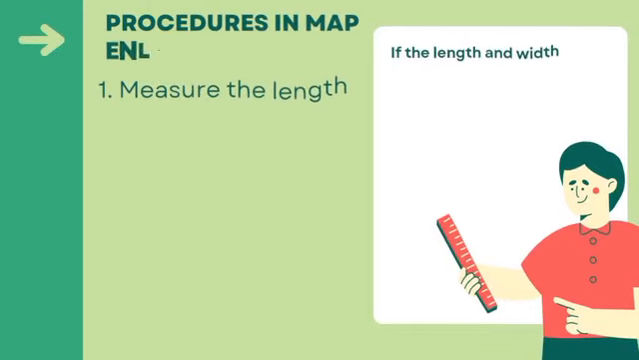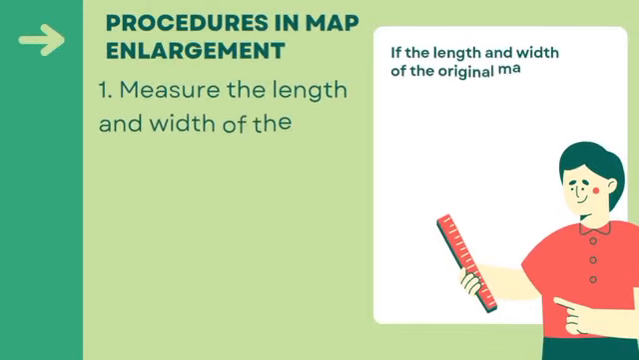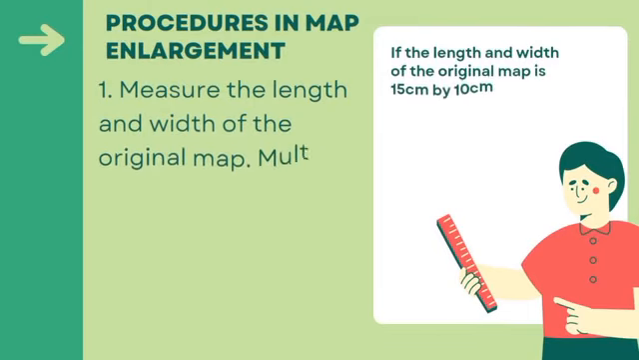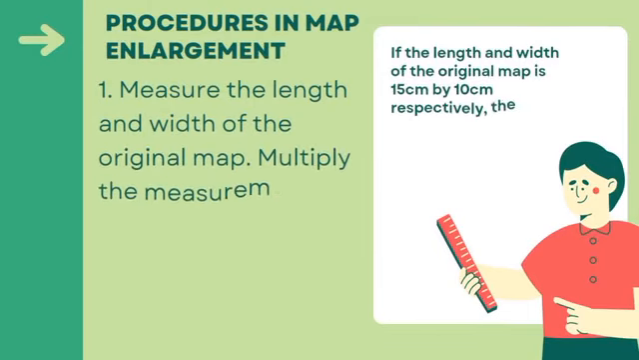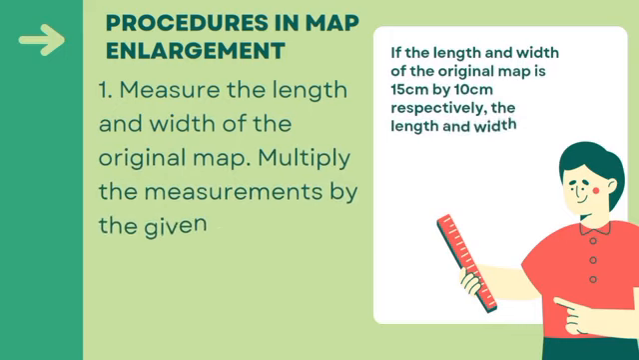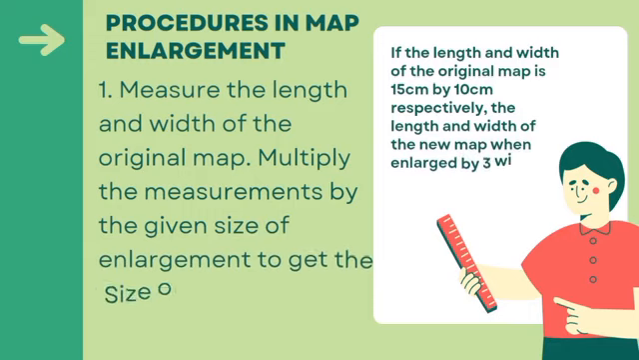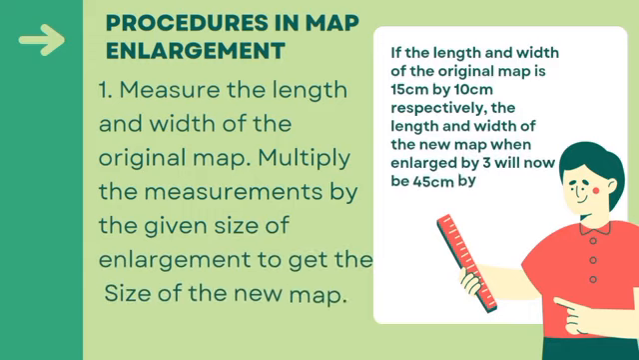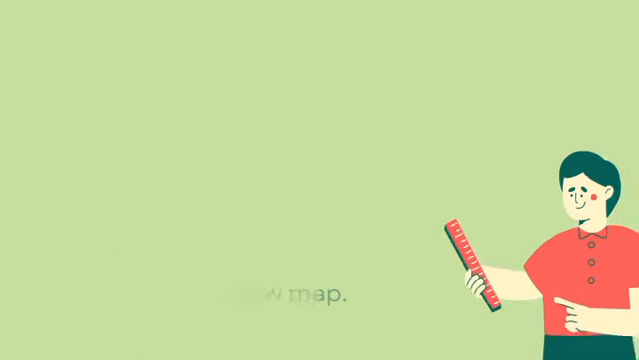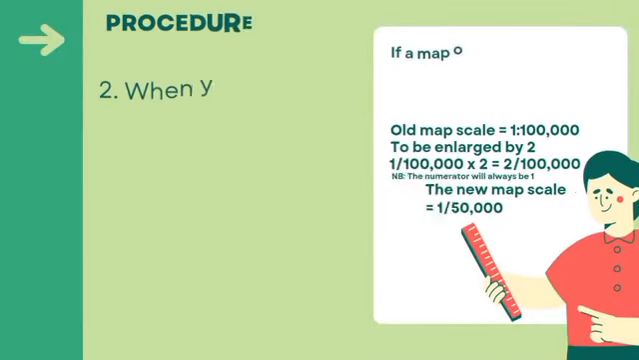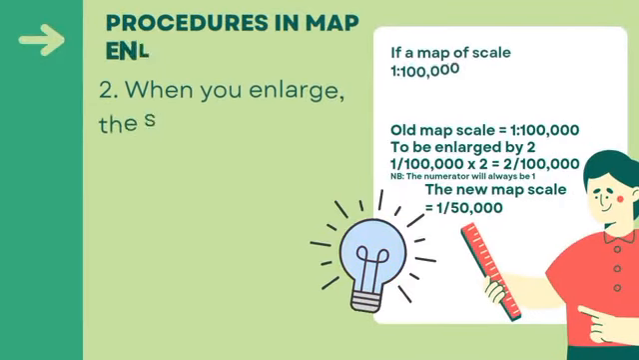Here is the procedure for map enlargement. As we know, we measure the length and the width of the original map given to us, and we multiply the length we've gotten from our measurement. This is to enable us to get the actual size for the new map that is to be enlarged. If the length were 15 centimeters in the measurement of the previous map, the new map we are going to get, while increasing by 3, is 45 centimeters.